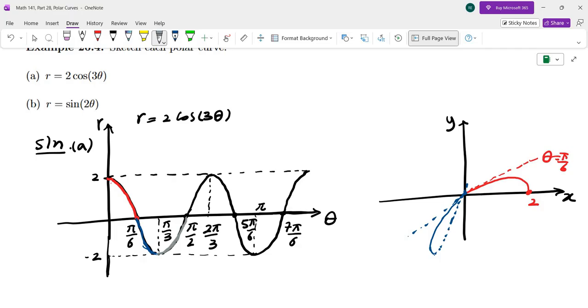Again, r is negative, and theta goes from pi over 3 to pi over 2. If r were positive, it would start from here and it would come to the origin. Now that it is negative, it would have to be like this. It would be just a reflection of the same thing about the origin. So that's the next portion of the curve. Let's look at the next portion of this. The next portion is the positive portion.